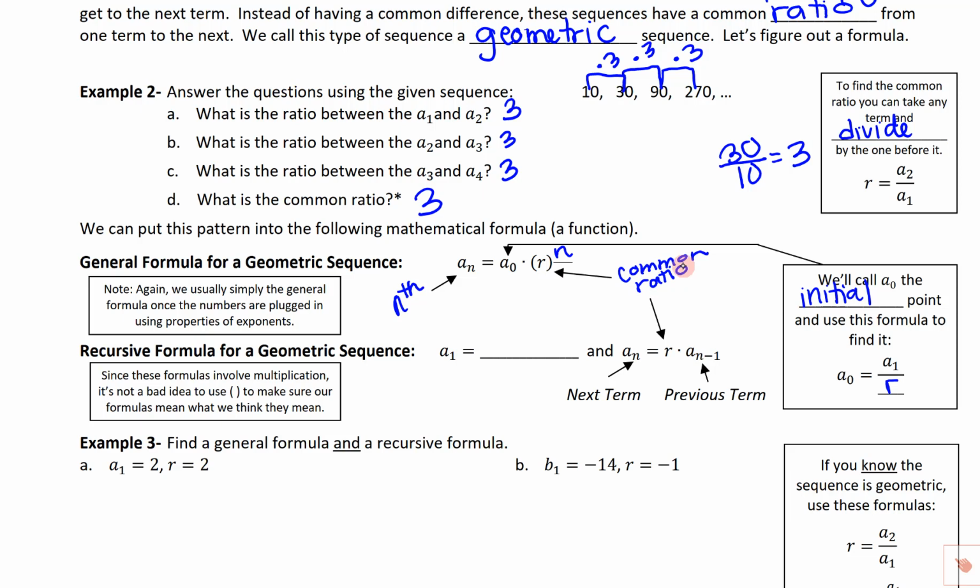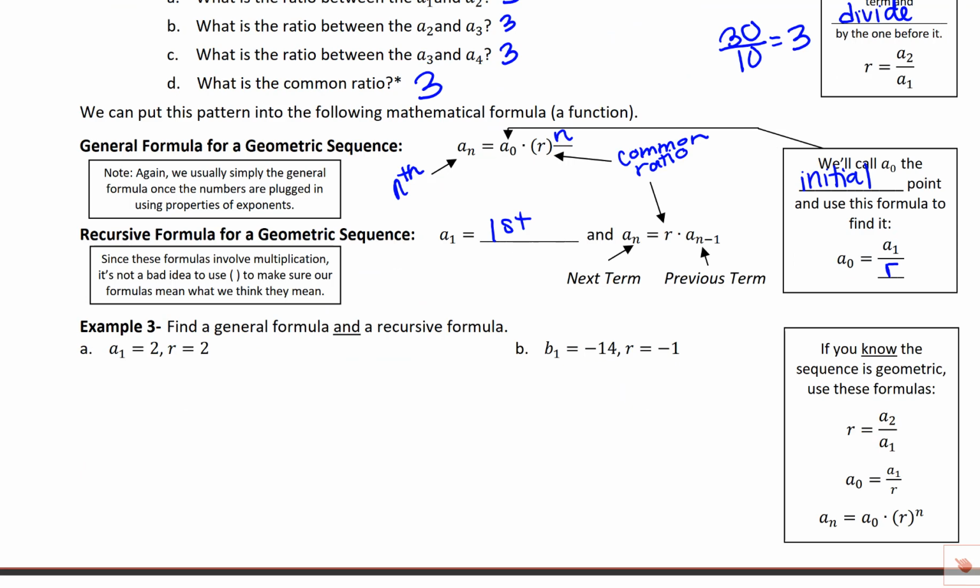And here's our recursive. Good news is the recursive is the same thing as what we used with arithmetic, but we're just going to be multiplying instead of adding a common difference. So remember, we always need to know the first term in order for this formula to work. So we have to know a1 in order to use this formula. And then here is our formula. A sub n equals the ratio times a sub n minus 1. Okay, so we're going to find the general and the recursive formula. So we will always need two things. We need r, and then we need a sub 0.